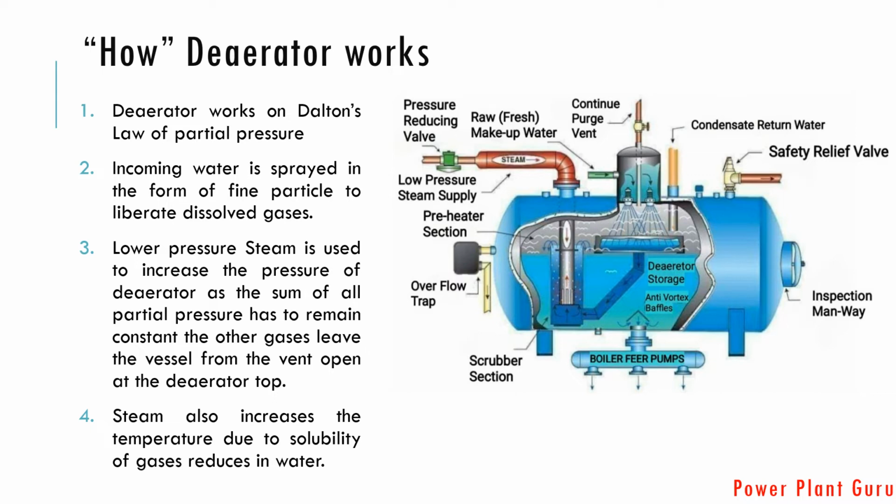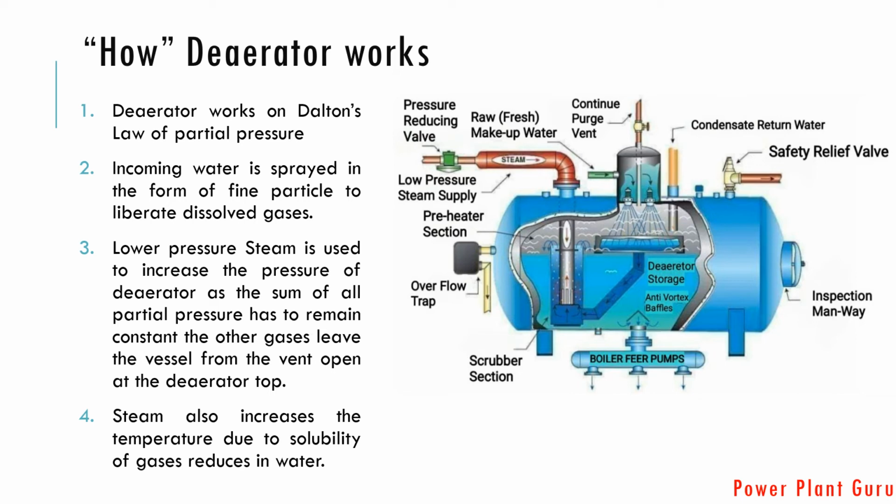The deaerator works on Dalton's law of partial pressure, where you introduce steam from the outside system, that is low pressure steam, and water is sprayed from the top. This spray keeps the water in very fine particles, and if there are dissolved gases, the steam tries to push those gases out through the continuous vent purge which is on the top side of the deaerator. And the temperature is also increased by the steam, and as the temperature increases, the solubility of gases in water decreases. So that is also going to help in the deaeration process.